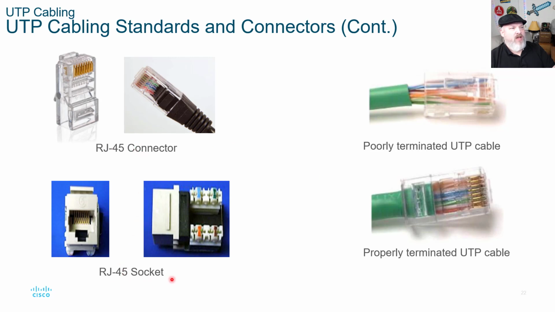An RJ45 socket is different: you don't have to push the wires up into this plastic sheathing or plastic connector. You lay the wires across, like right here, and then there's a punch down tool that you use. That punch down tool just punches those wires down into that holder.